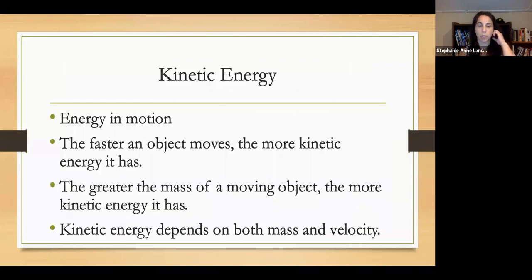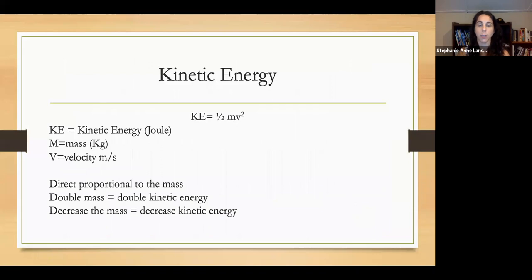Kinetic energy is energy in motion. The faster an object moves, the more kinetic energy it has. And the greater the mass of a moving object, the more kinetic energy it has. So it depends both on mass and on velocity. Kinetic energy is one half times the mass times the velocity squared. It's directly proportional to mass, so double the mass equals double the kinetic energy, and decreasing the mass decreases the kinetic energy in the same way. But the velocity is squared, so it's a much more important parameter in terms of changing it.